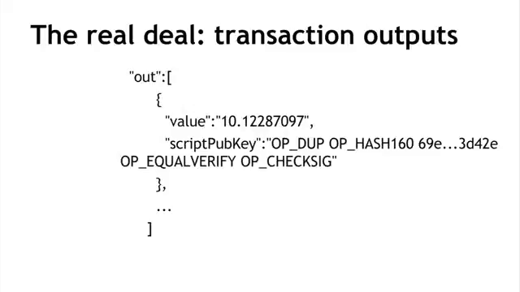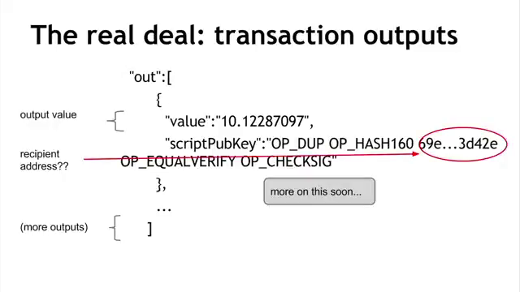And now the outputs have just two things. They have a value, so each output can have a different value. The sum of all the outputs has to be less than the sum of all the inputs. And then there's this funny thing that looks like what we want to be the recipient address. So each output is supposed to go to a specific person or to a specific public key. And there is some stuff in there that looks like it's the hash of a public key. But there's also some other stuff that looks like a script. And in fact, it is a script, and we'll talk more about that very soon.